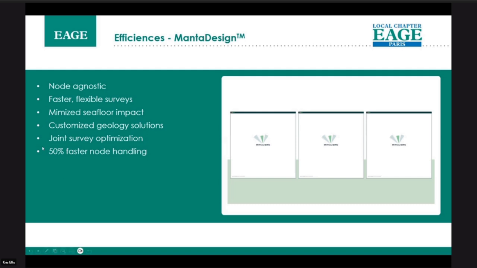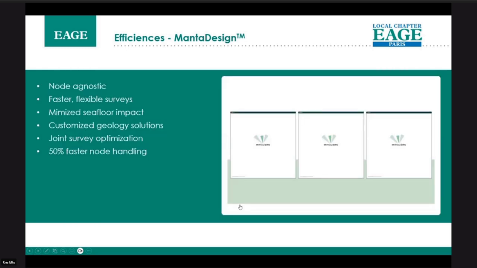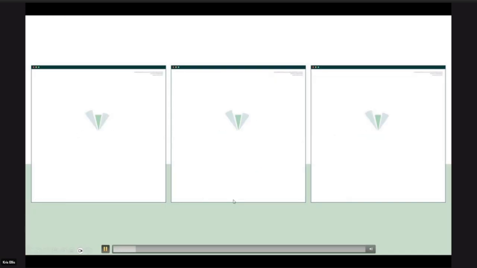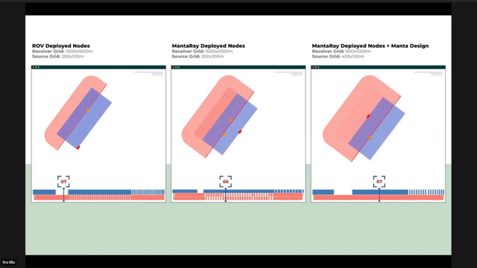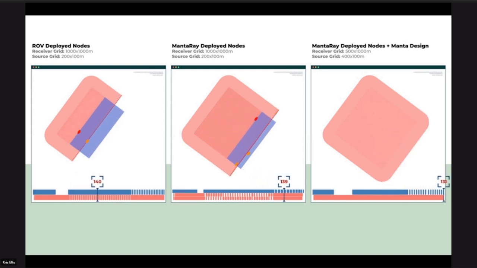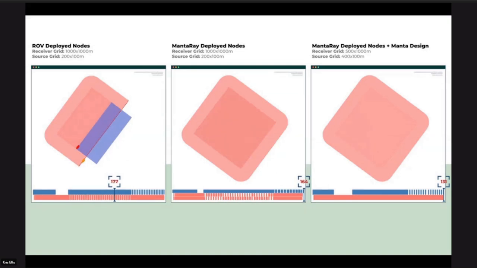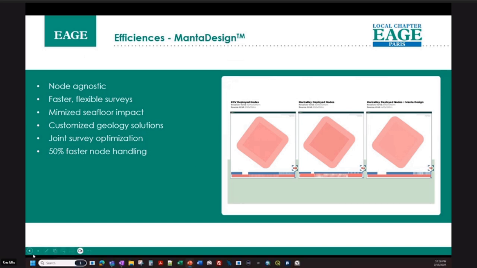So we're envisaging up to 50% faster node handling. In real terms, I'll show you just a quick graphic which shows the deployment. There we go. So in essence, we've got an ROV deployment on the left, a manta ray deployment in the middle, and then on the right, our optimized manta design with manta ray. Thereby we're actually increasing the receiver grid and reducing the source grid. And I'll just let that run because it's still going for the conventional ROV node deployment and recovery.